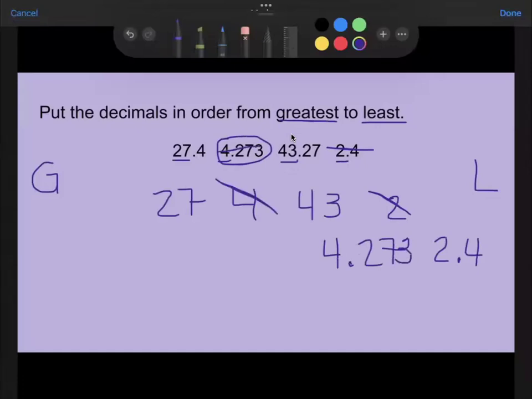Now between 27 and 43, 43 is greater. So I'm going to put 43.27 over here and cross that off. The remaining one is 27.4, and that's going to fit right there. So this is our order from greatest to least for this set of decimals.